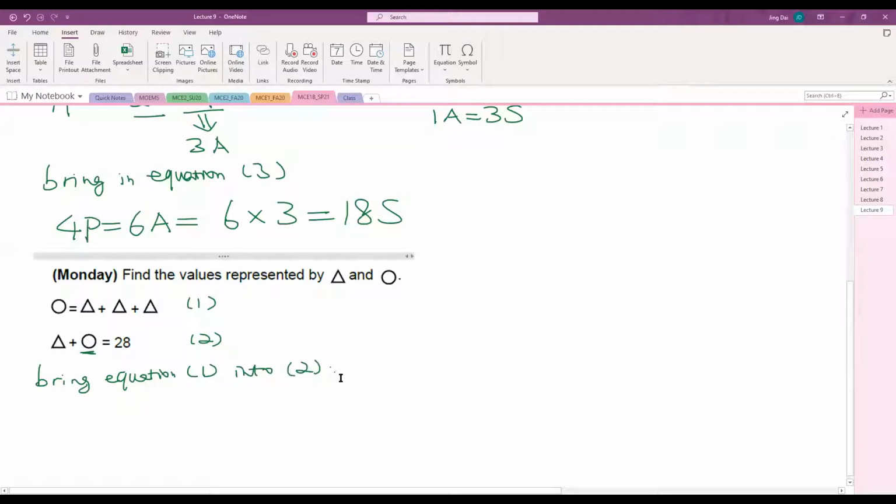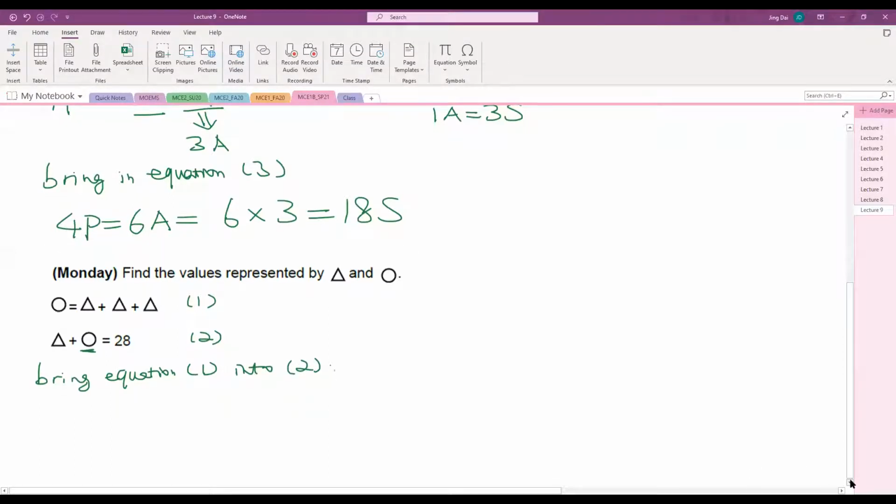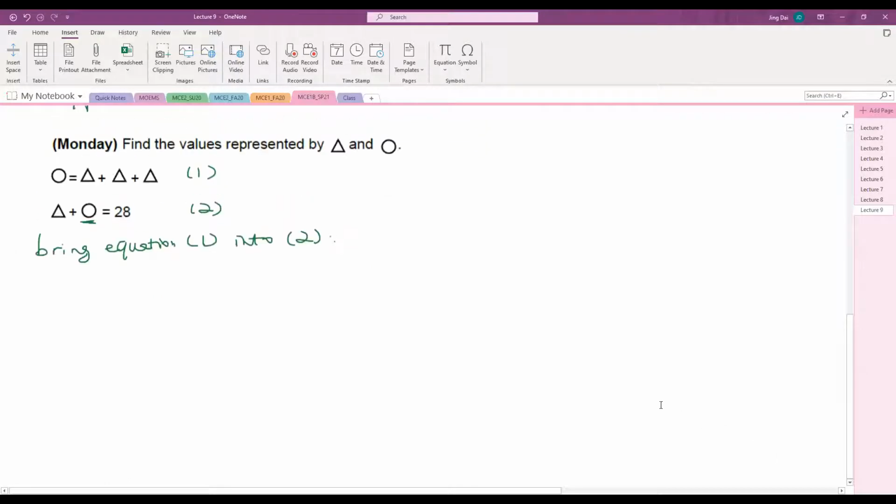Okay, so that's basically the thinking here. We're gonna make sure we use all of the information the question has been providing us. Okay, so bring that into here. And then equation 2 becomes? Triangle plus triangle plus triangle. Beautiful. Right, so I'm using these pair of parentheses just to represent this whole thing here was just 1 circle.